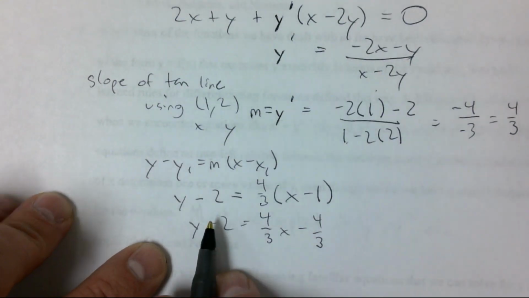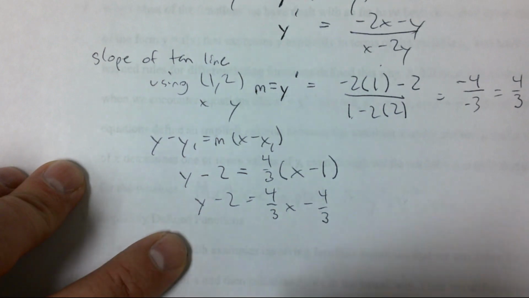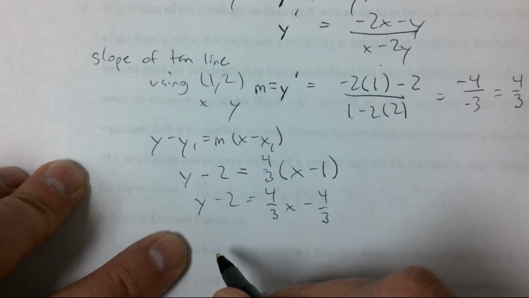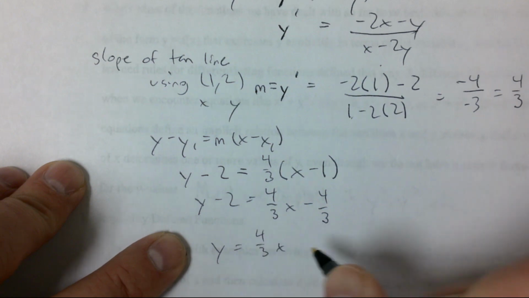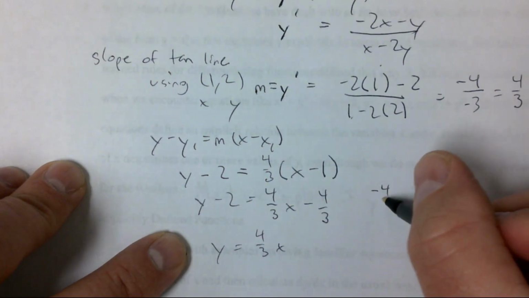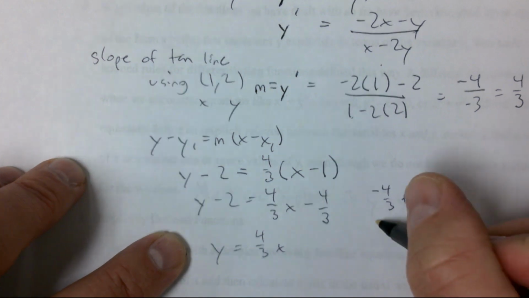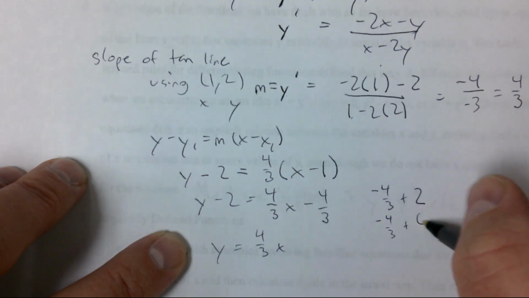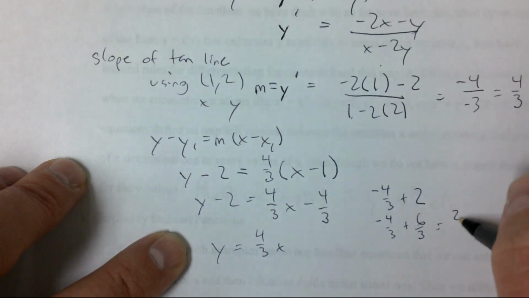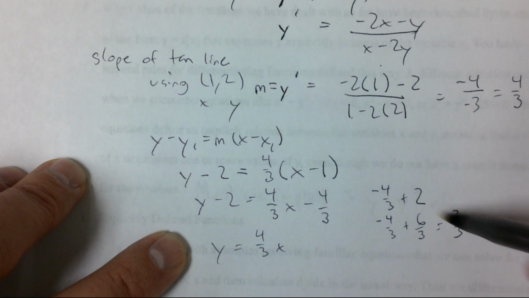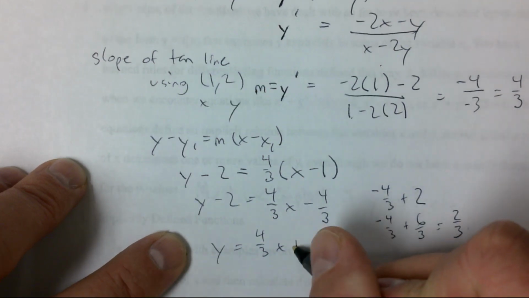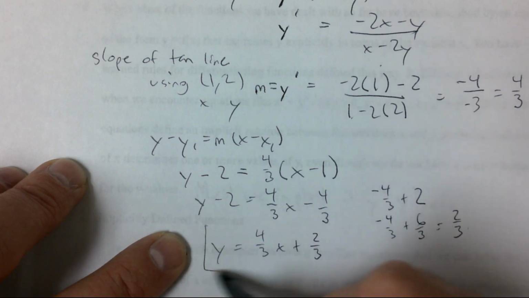And then we want to add 2 to both sides. So this is y equal 4/3 x. Okay, so I'm doing negative 4/3 plus 2, which is like negative 4/3 plus 6/3, which gives me 2/3. If you don't like getting your common denominator, just do that on the calculator. You get 2/3. So plus 2/3. And that is the answer.